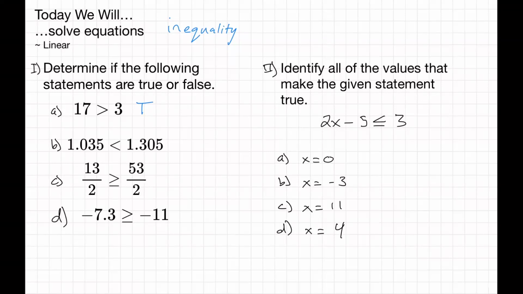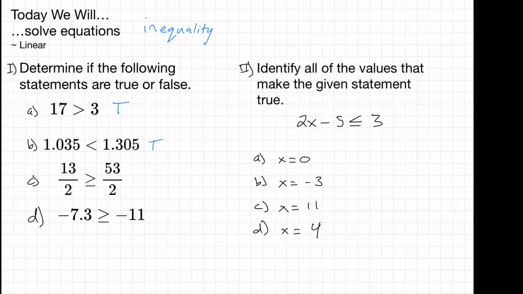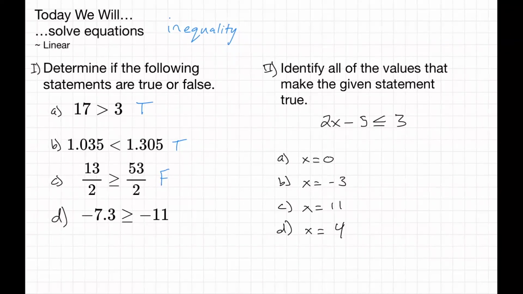All right, what about the next one then, though? 1.035 is less than 1.305. It's true. All right. How about letter C? Is 13 halves greater than or equal to 53 halves? No. What do we like about both the fractions? Common denominator, right? So we don't really need to worry about the denominator technically, right? So is 13 bigger than 53? No, right? So this would be a situation where it's false.